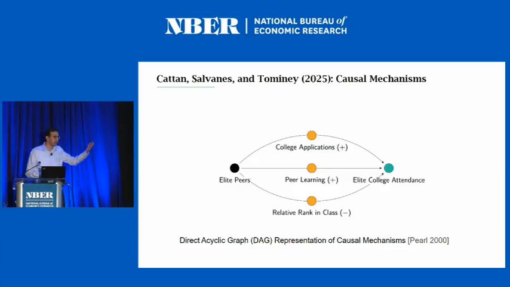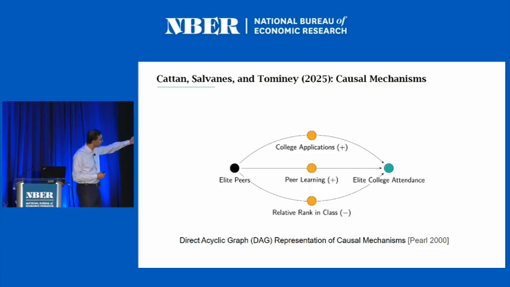But for instance, one possibility is that when you're around a group of kids whose parents went to elite colleges, you learn more about how to apply to those colleges. Maybe there's an application effect. Another channel is that when you're around kids who are maybe very motivated, have been exposed to a lot of education and so on, you yourself start studying harder. There's a peer learning effect.